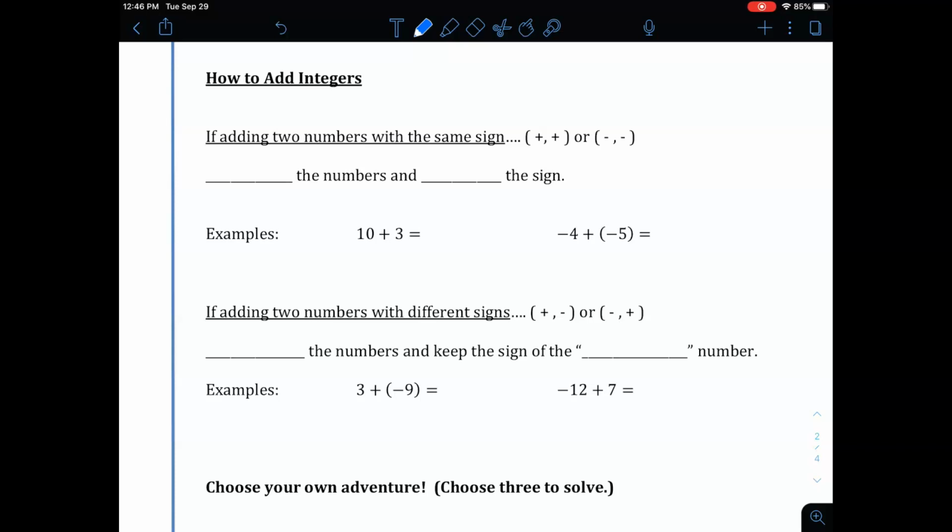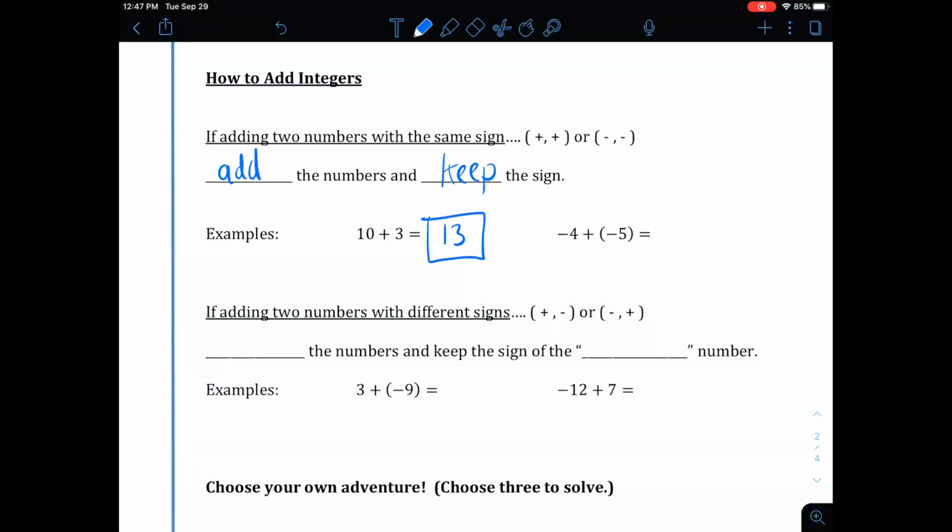But anyways, so if we're adding numbers with the same sign, we're going to add the numbers and keep the sign. We're going to add the numbers and keep the sign. So, for example, we have 10 plus 3, same sign, they're both positive. What is 10 plus 3 going to be? It's going to be 13. And what is the sign of both of them? They're both positive, so we're going to stay positive. This is our final answer, it's just 13.